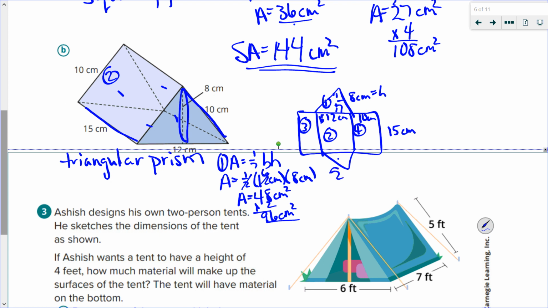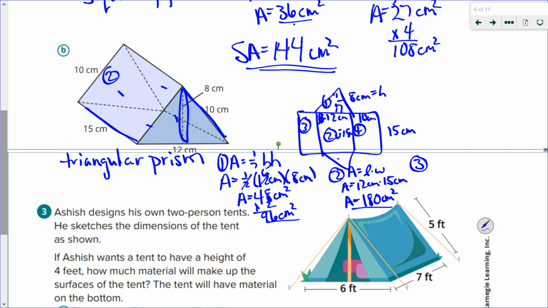Shape 2 is a rectangle. So it's length times width. This one I have a length of 12. My width is the same as on the end, or 15. So 12 centimeters times 15 centimeters gives me 180 centimeters squared.